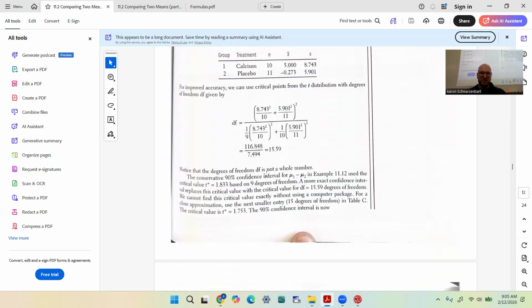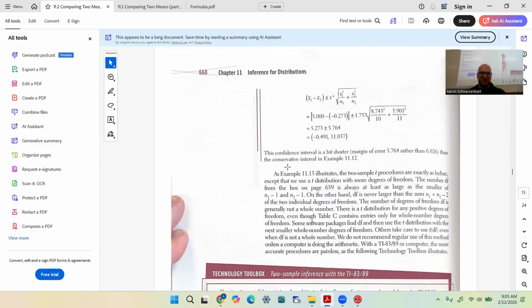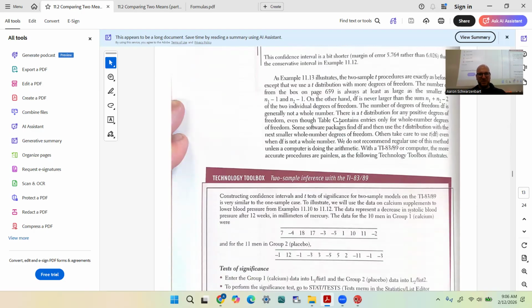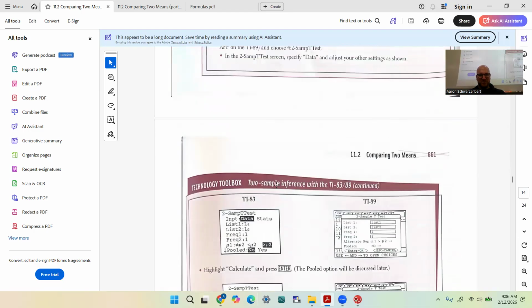So getting more accurate here, that's what we did. We did the calculation with it more accurate. Your confidence interval narrowed a little bit from 0.783 to 0.491. Still not enough to make my conclusion, but that more accurate degrees of freedom gave me something better.